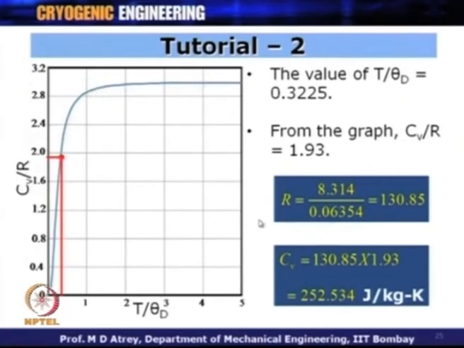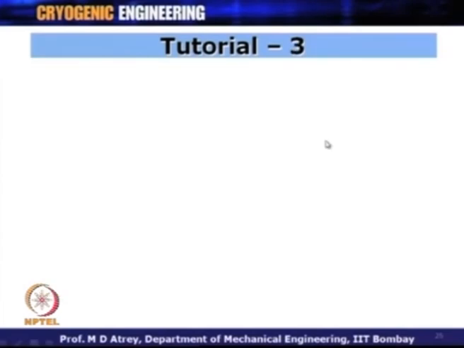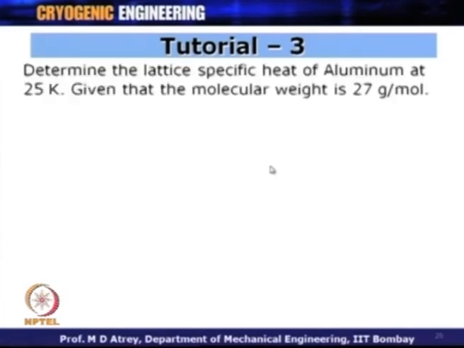and as the temperature is reducing, the value of Cv is decreasing. Extending the same, I go to tutorial 3, where the problem statement is: determine the lattice specific heat of aluminum at 25 Kelvin, given that the molecular weight is 27 grams per mole. So, here I am talking about aluminum and I want to calculate the value of specific heat at 25 Kelvin. It is a very low temperature. The data is given to me in terms of its molecular weight, which is a standard property.